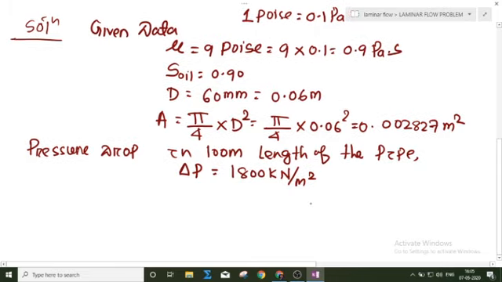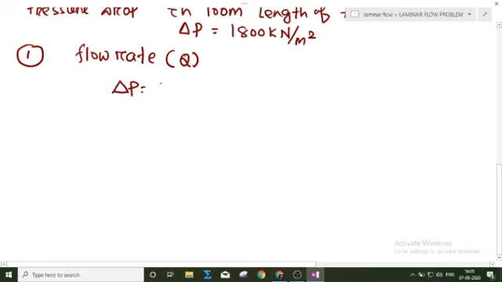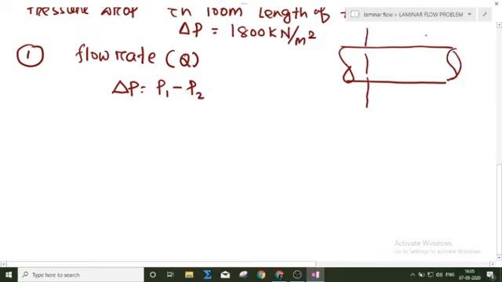First of all we have to find out the discharge in the pipe, so first we have to find the flow rate. The pressure drop given to you, I can write as P1 minus P2. Suppose this is my pipe, and this is my point 1 and this is my point 2, and in between the length given to you is 100 meter.